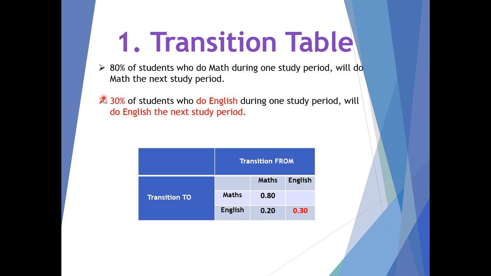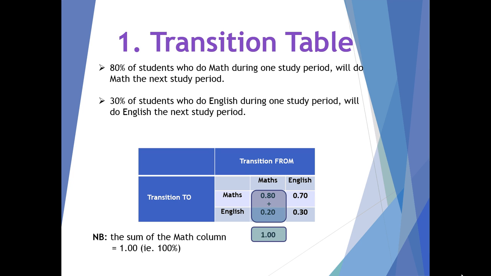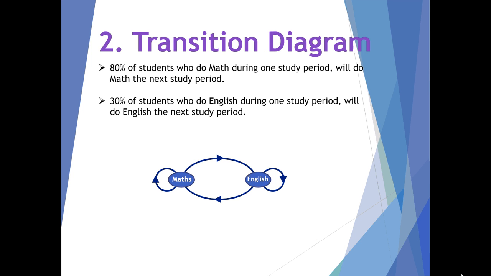Likewise, 30% of students who do English will do English the next study period. The transition that complements that is that the remaining 70% who do English in one study period will transition to maths for the next study period. We can check that both columns add up to a total of 1, representing 100%, which they do. Likewise, this information can be represented with a transition diagram.